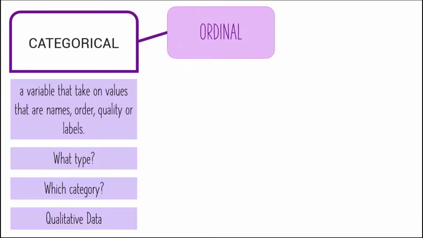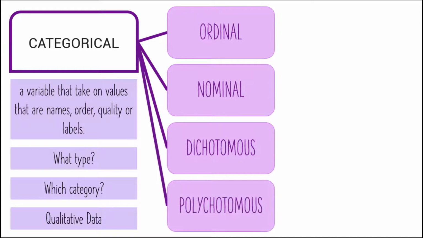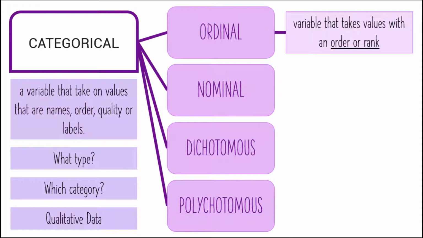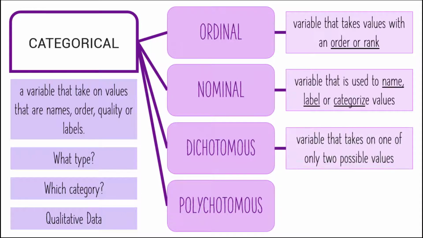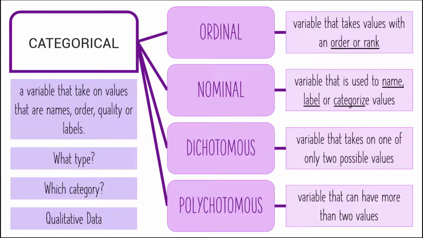It could be ordinal, nominal, dichotomous, or polychotomous. Ordinal categorical variables are variables that take values with an order or rank. Nominal, on the other hand, are variables that are used to name, label, or categorize values. Dichotomous variable takes on one of only two possible values, while polychotomous are variables that can have more than two values.